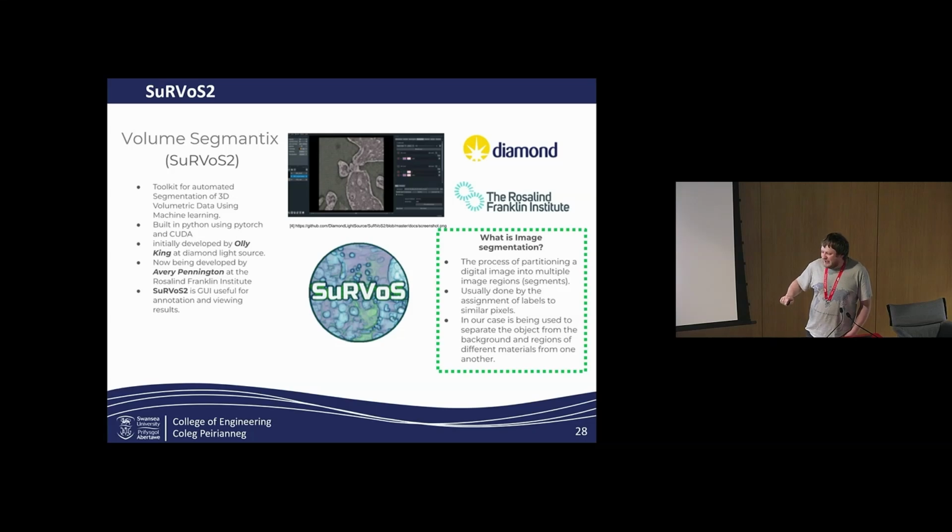We've also got Volume Segmantics, or aka SuRVoS 2. This is a package for doing image segmentation based on 3D data with everyone's favourite tool, machine learning, of course. It uses PyTorch and CUDA, and it was developed by Ollie King down at Diamond Light Source. It's now under Avery Pennington at the Rosalind Franklin Institute. And essentially, Volume Segmantics is the code underneath, which is what's in VirtualLab. The nice flashy GUI is also there, but that's SuRVoS 2, and that's just a way to drive it nicely, and you get these pretty graphics. Have a look at what you're doing and things. But again, anyone who wants to know what image segmentation is, that's the box there for you.